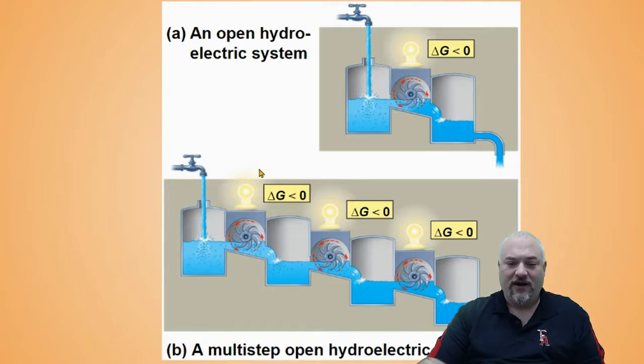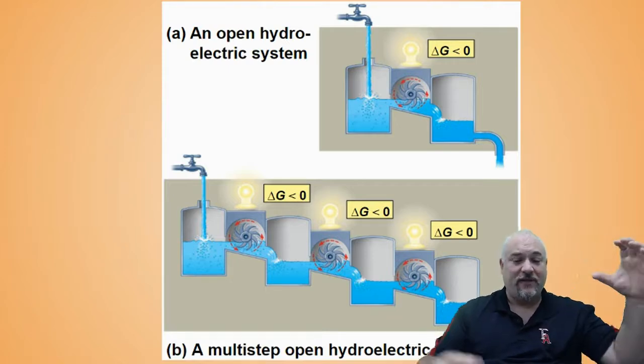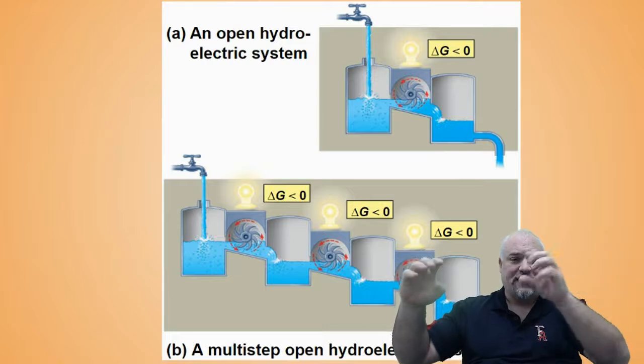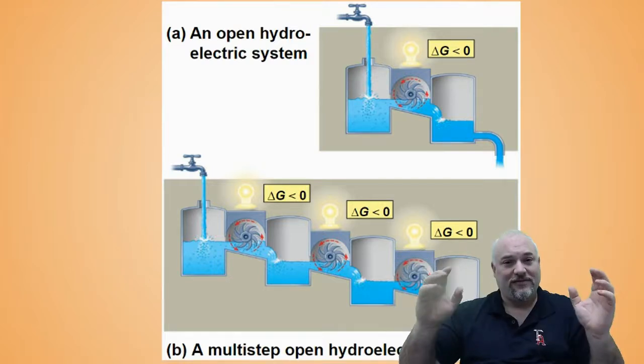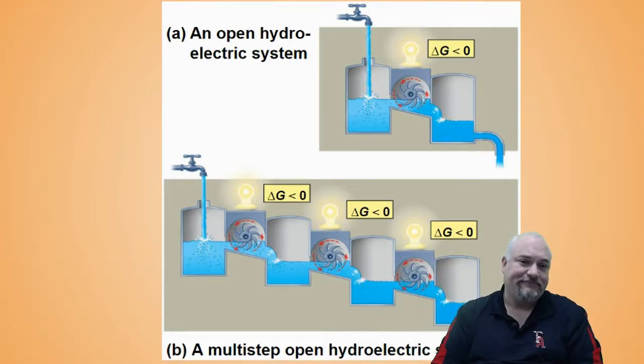Each step along the way, we can harness some energy. We also lose some energy each step along the way, but we can make better use of it in a multi-step system, which is what we saw in that very first slide where we had product A to product D with multiple steps in the middle. That's part of why we see that in living systems.